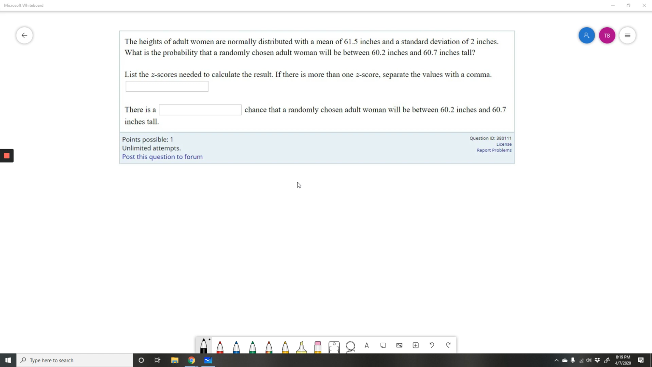We know that we have a normal distribution because we're told that, right? The heights of adult women are normally distributed, so we get that nice bell curve. But it's not a standard normal distribution. The mean is 61.5 inches.